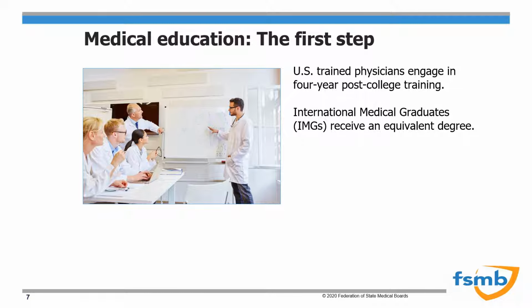There are 151 allopathic and 34 osteopathic medical schools in the United States. All of these medical school programs are accredited by either the Liaison Committee on Medical Education or the American Osteopathic Association Commission on Osteopathic College Accreditation.